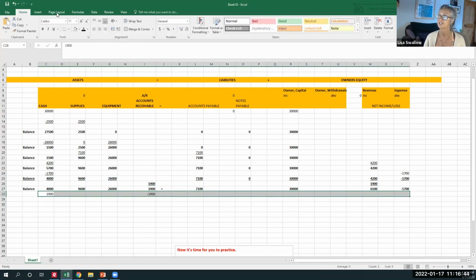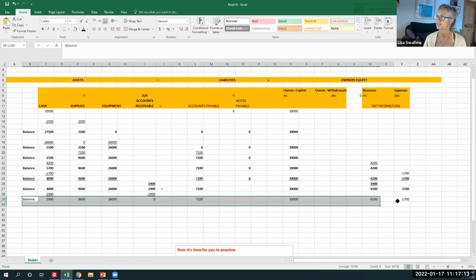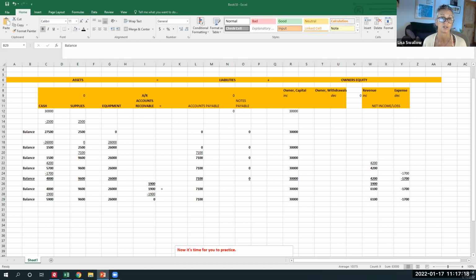Nothing changes on the right side of the equation. And therefore, life is good. I'm still in balance. $5,900 of cash, same supplies, same equipment, no AR, and everything's the same over here. See how this is working? All right, we're going to do one more. I'm going to have you do it on your own, and then I'm going to give you the assignment that I'd like you to do before you listen to tape number 2.